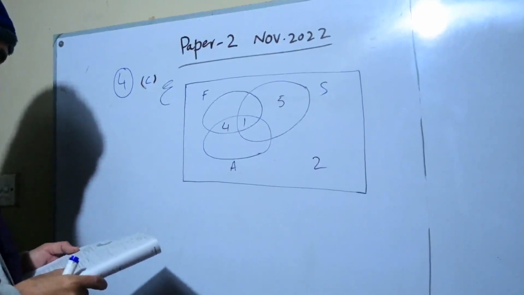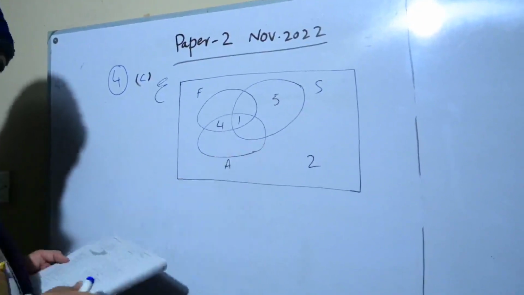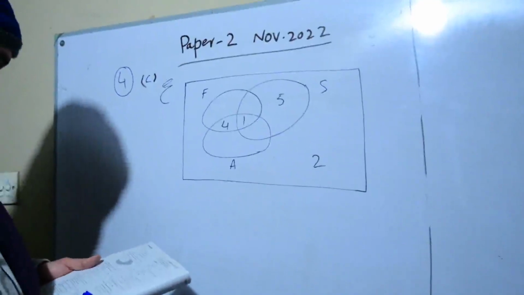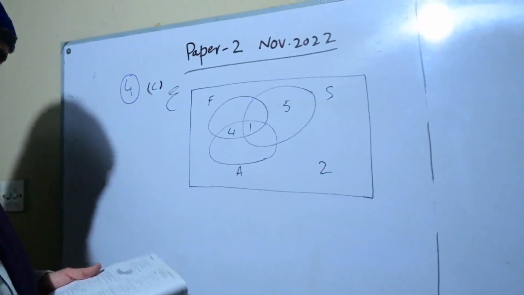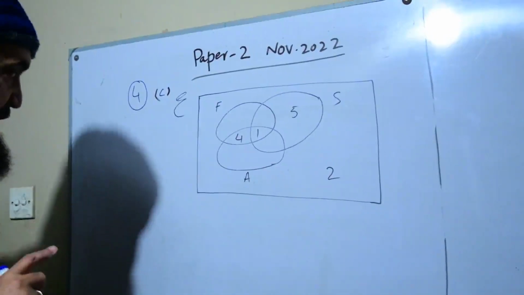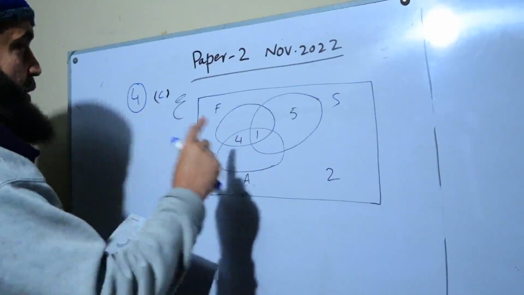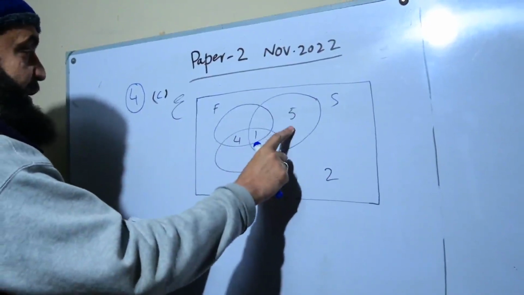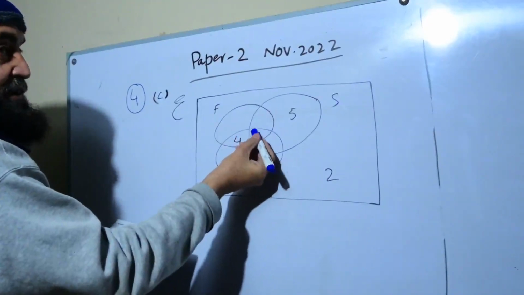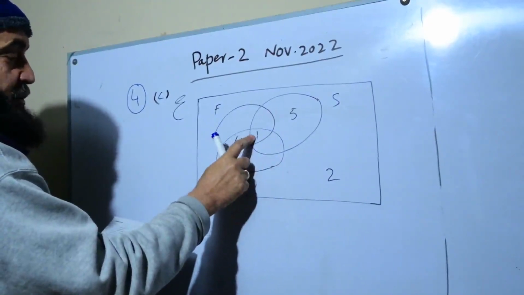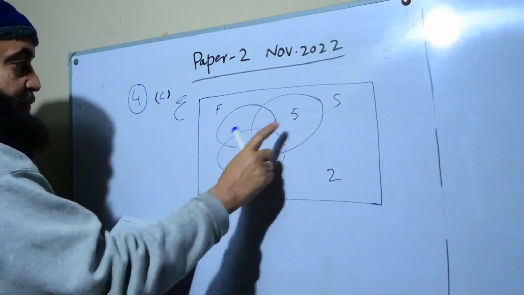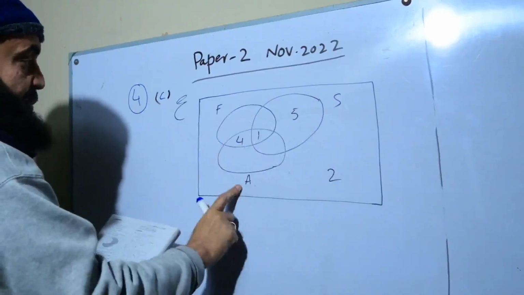Some of the results are shown in the diagram. The question is: all students who study both Arabic and Spanish also study French. So this one here is the number of those students who study all three: French, Arabic and Spanish.